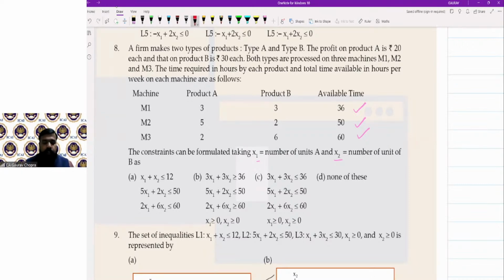So here we can write 3x1 plus 3x2, and 36 is the maximum time available, so less than or equal to 36. Then 5x1 plus 2x2 less than or equal to 50. Then 2x1 plus 6x2 less than or equal to 60. Now, which option will be correct? It is satisfied by only option number C. Yes, C will be correct.